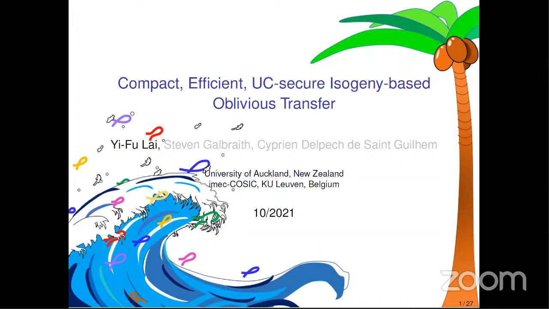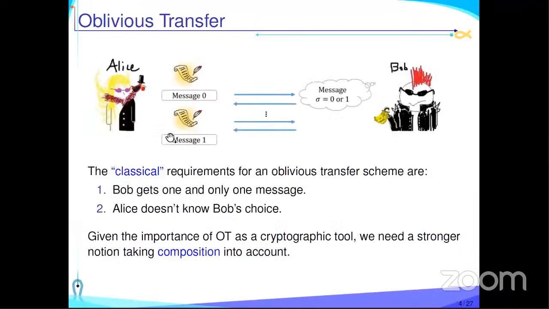Okay, thank you for the introduction. Firstly, we recall the definition of an oblivious transfer scheme. The circumstance is like there are two parties, Alice and Bob, mostly the sender and receiver. Alice has two messages and Bob would like to know one of them. They're doing an oblivious transfer scheme here. After the execution, there are two requirements. The first one is that Bob gets one and only one message. The second is Alice doesn't know Bob's choice. Keep in mind that this is a classical requirement for an OT scheme.